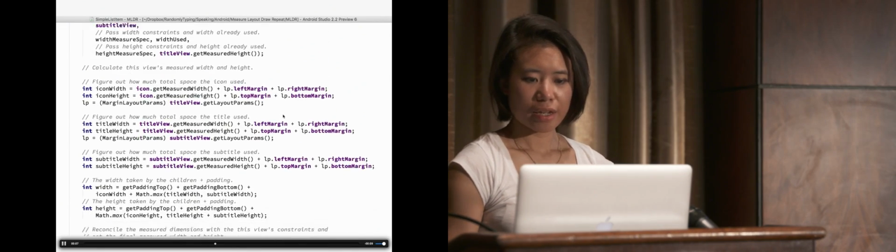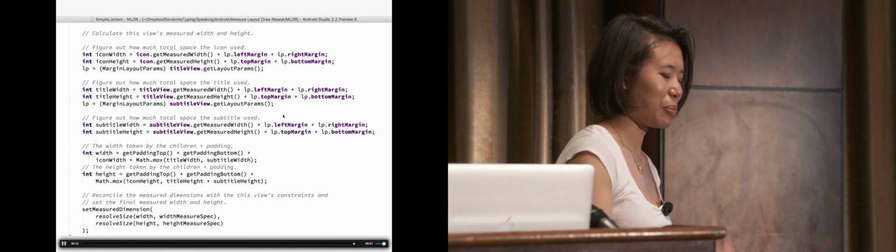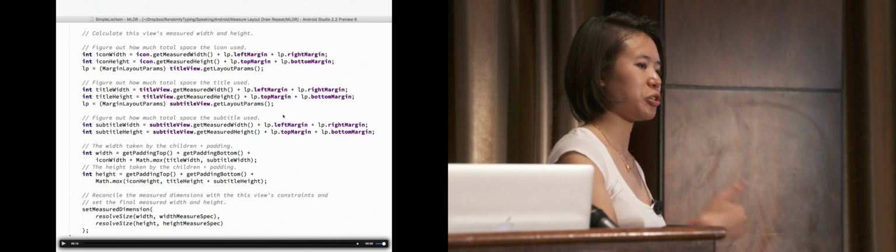So I'm going to have to calculate the width used by the icon and the height used by the title, and then I feed those into the call for measureChildWithMargins for the subtitle. And after that's all done, I finally have the getMeasuredWidth and height for the subtitle. Okay, so the children of this view group know how big they want to be. The parent still has to calculate that. The parent still has to figure out what its measured width and height is going to be.